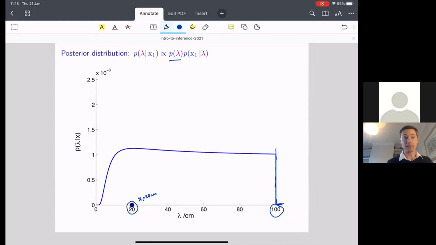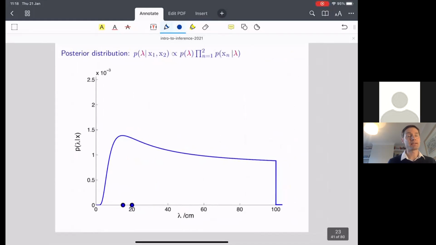And now we can consider seeing a second data point. A second data point comes along. Now the posterior is produced by taking the prior, multiplying it by the probability of the first data point, the one we just saw, and our second data point, which has a value around 15 centimeters, I think, for this one. You start to see that the posterior distribution is developing a little peak that's inherited from the peaks in the likelihood functions.